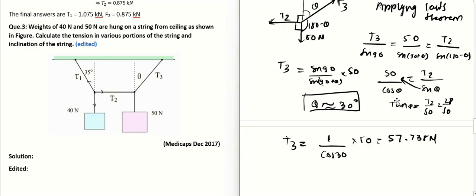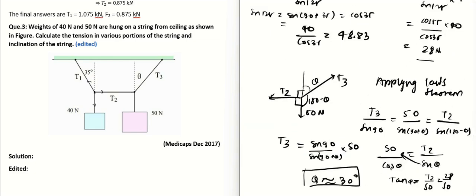So as you can see, we have found the value of T3, the value of theta, the angle of inclination, and the value of T2 we have found here, and T1 also we have found here using Lami's theorem. So this is how you can solve this question.